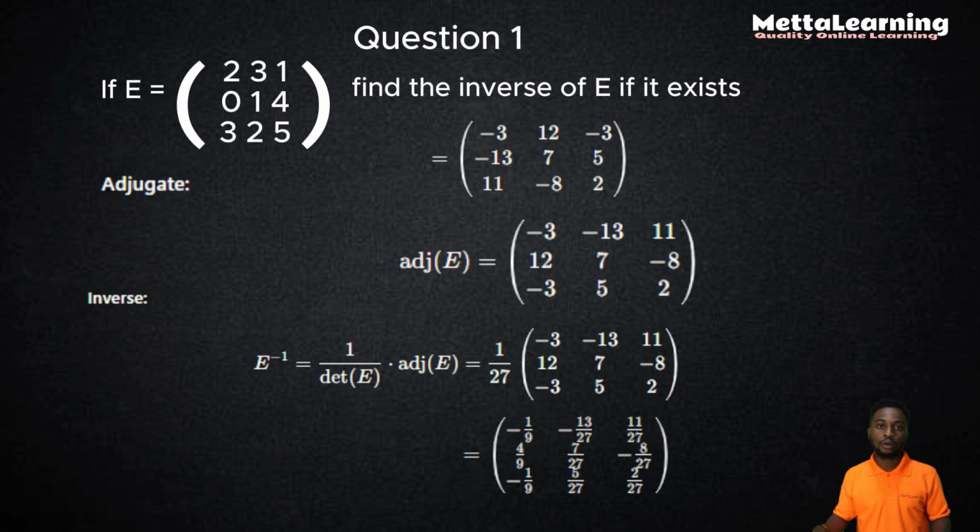Then the last column will be minus 3 times 1 over 27, which gives minus 1 over 9. Then 5 times 1 over 27 gives 5 over 27, and 2 times 1 over 27 gives 2 over 27. And that will be our final answer for the inverse of the matrix E in today's class. So this is where we're going to stop in today's class.